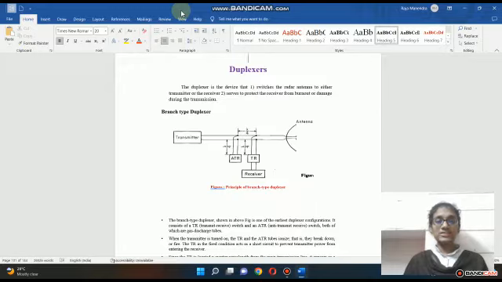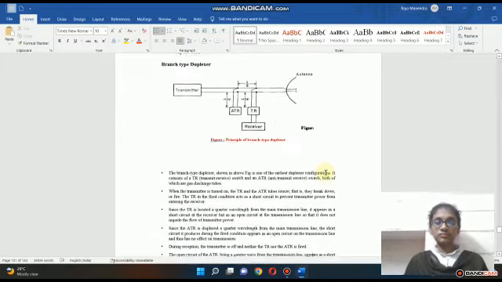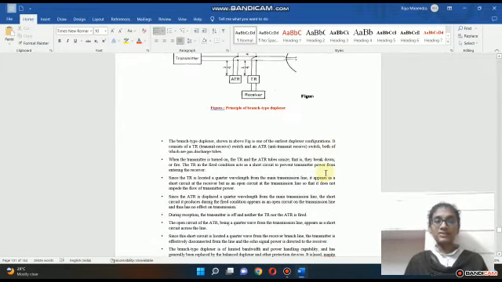This is the branch type duplexer. The branch type duplexer is shown in the figure. It is one of the earliest duplexer configurations. It consists of a transmitter, receiver, switch and an antenna, with a transmit receive switch and an anti-transmit receive switch, both of which are gas discharge tubes.